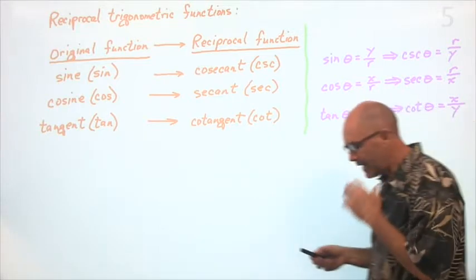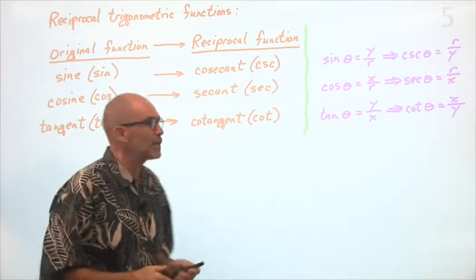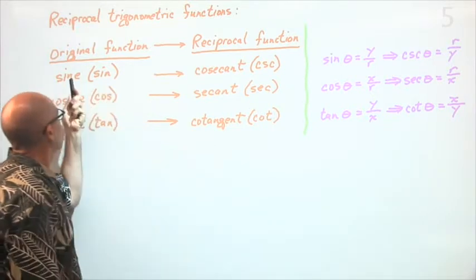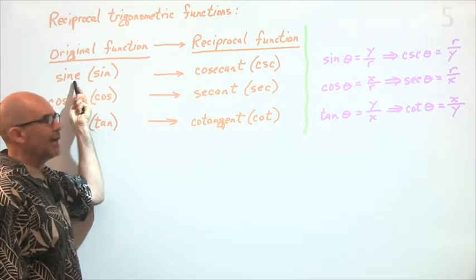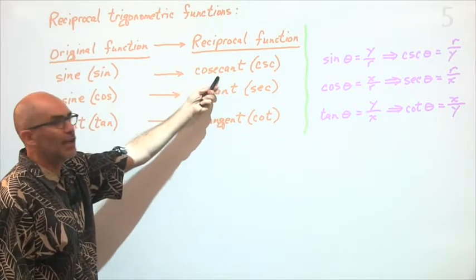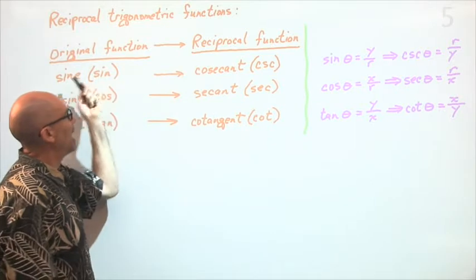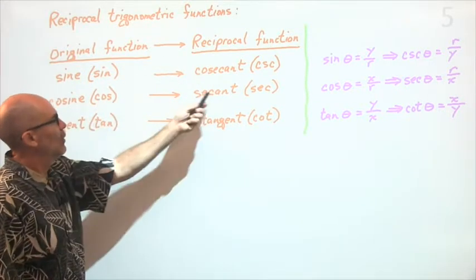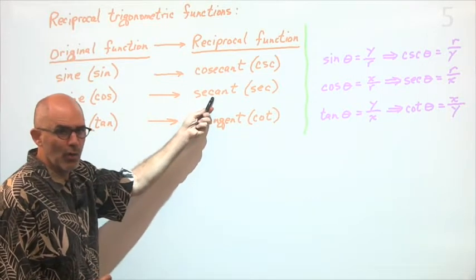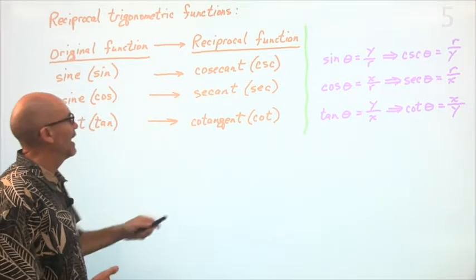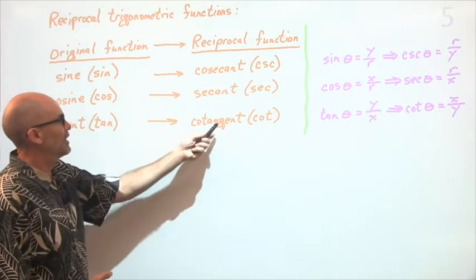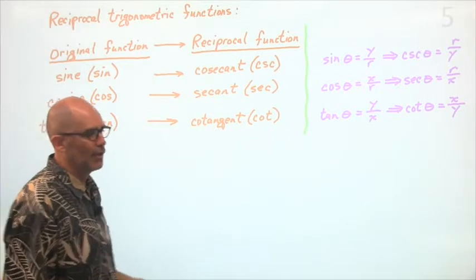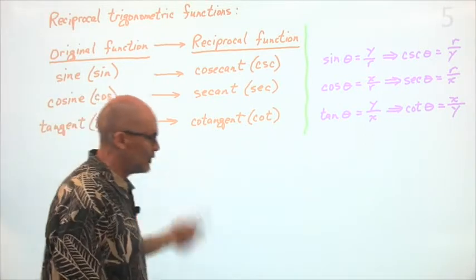Now, the easy way of remembering these reciprocal functions is you have the one word that has no co on it. It's matched with a word that has a co on it. So sine, cosecant. Cosine, well, now we want the word with no co on it. So it's secant. And then tangent, so the pair of that is going to be cotangent. So one has a co, the other doesn't.